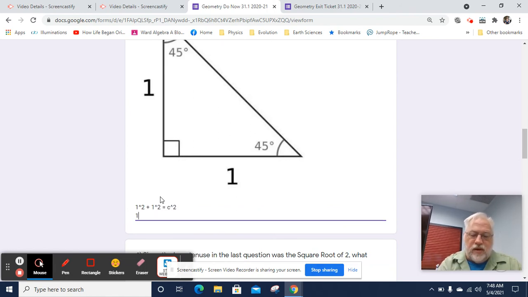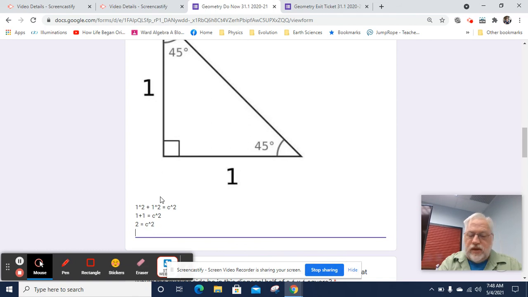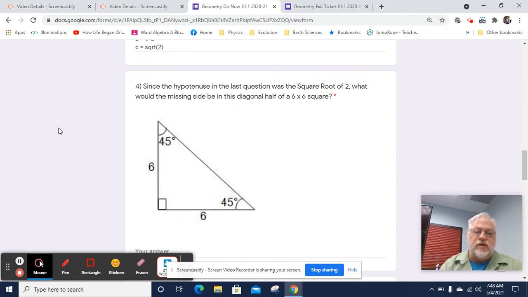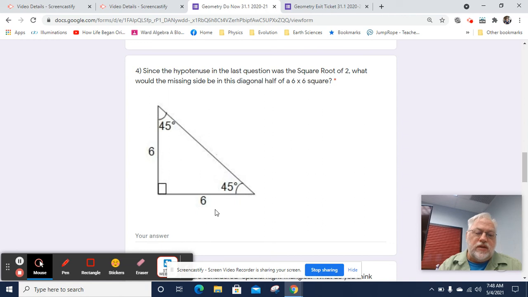And that means we've got 1 plus 1 equals c squared, which is 2 equals c squared, and we can get the square root of both sides. So c will equal the square root of 2. So the relationship of sides on this is always going to be 1, 1, square root of 2. Now in light of that, since the hypotenuse in the last one was the square root of 2 and the two legs are 6, this one is going to be 6 times the square root of 2.